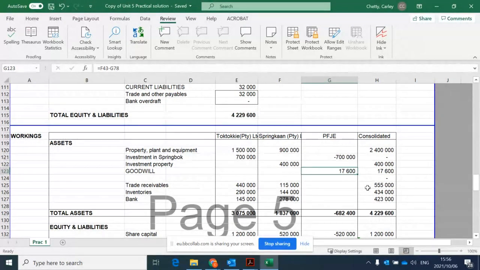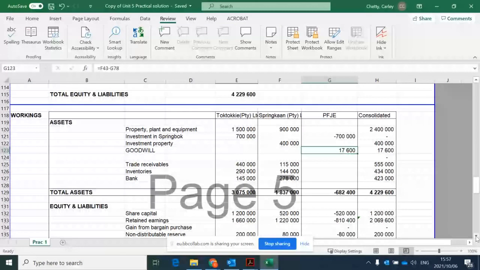Then we have inventories. Tok has 290,000. Springcon has 144,000. Once this is added together, the consolidated inventory figure is 434,000 Rand. Then we have bank. Tok has 145,000 Rand plus Springcon being 278,000 Rand. Consolidated, this will give us 423,000 Rand. Okay, so that is the assets. That is the total assets in the consolidated statement of financial position.